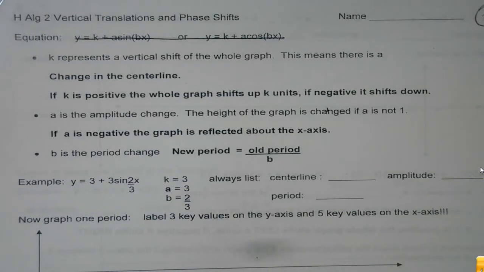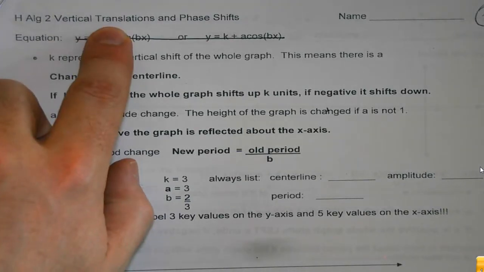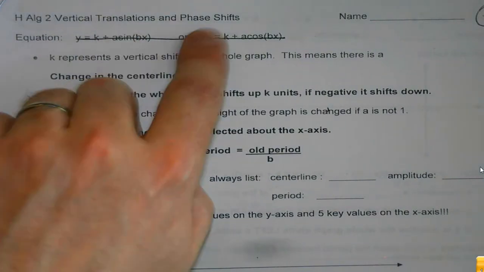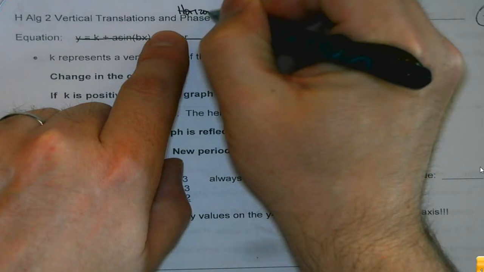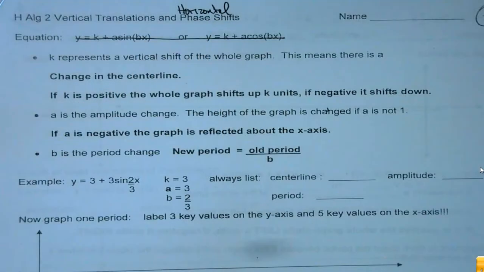So today, adding to our amplitude and our period changes, we're going to start moving into vertical translations and phase shifts. Now that sounds really strange, okay? Vertical translations, moving the graph up and down. Phase shifts, which can also be called horizontal shifts, moving the graph left and right. So now instead of smashing it and opening it, it's just going to go other ways.